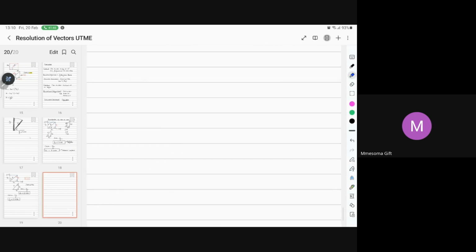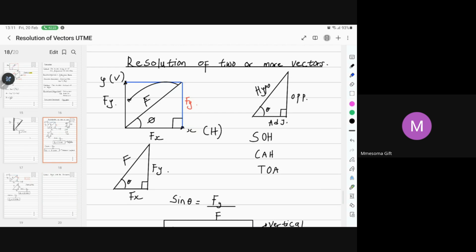So in summary, we have two cases. Case one, angle with the horizontal. So when we have the angle with the horizontal, what happens in that case? Let's quickly get that diagram, right?